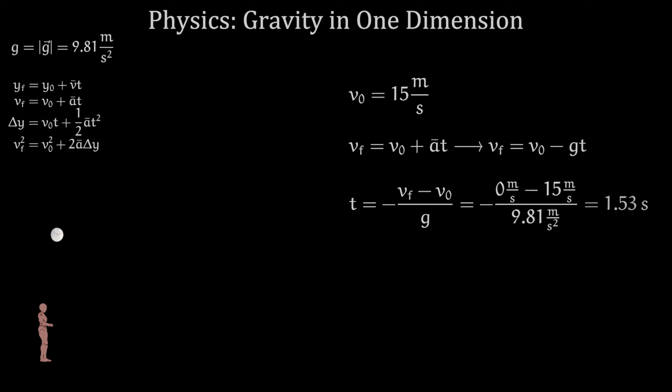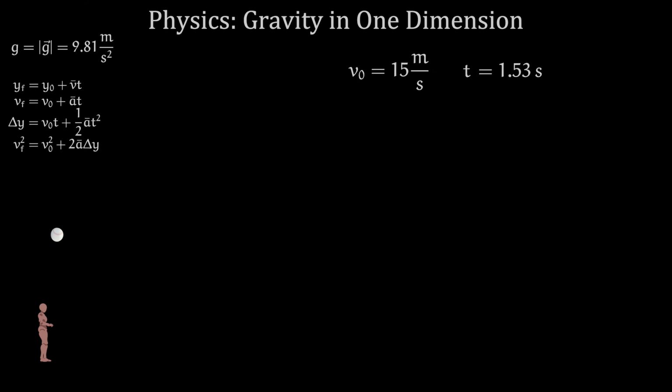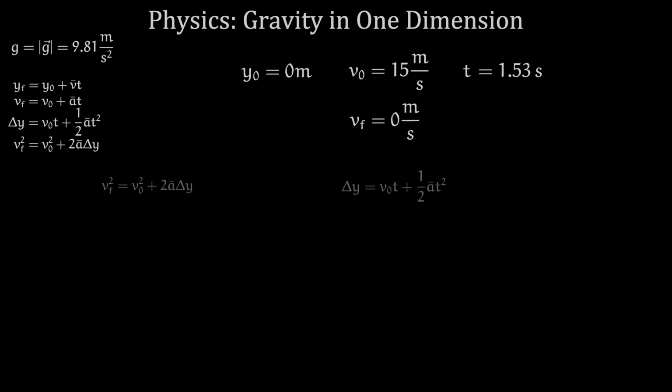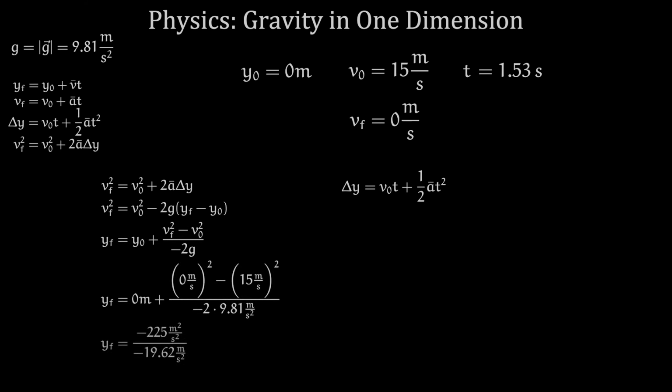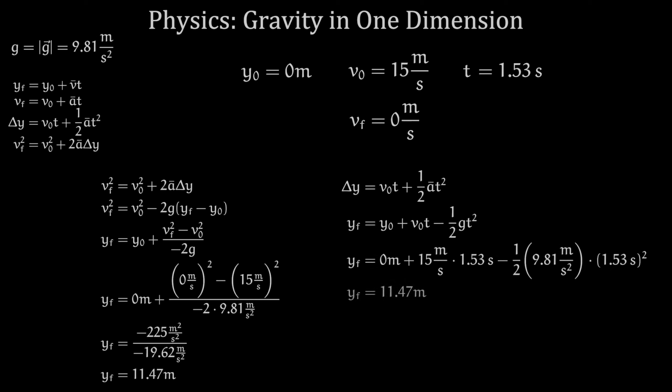the top. Now we can also ask, how far has the ball traveled when it reaches the top of that trajectory? We can let the initial throwing position be y0 equals 0 meters. We also know that the velocity will be equal to 0 at the top, so v sub f equals 0. Then we can use either of these kinematic equations to solve for the final position. Using the first one, we find a final y position of 11.47 meters. Using the second equation, we also find a final y position of 11.47 meters.